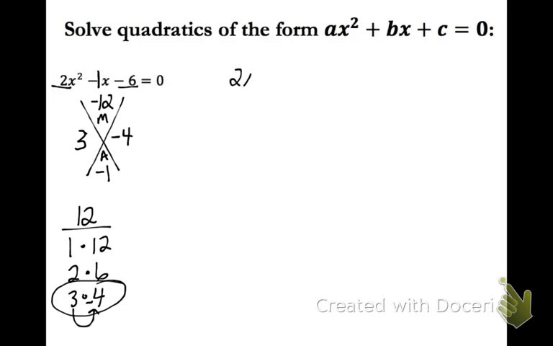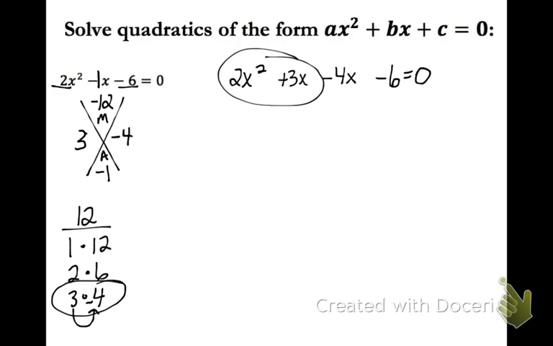Okay, so we have 2x squared minus 6 equals 0. Now I'm going to be a little picky about which factors I put where. So don't write this down, but I could put plus 3x here and minus 4x here. But these don't have as good of a common factor as if I were to put the minus 4x with the 2x squared. These have a better common factor now of 2x.